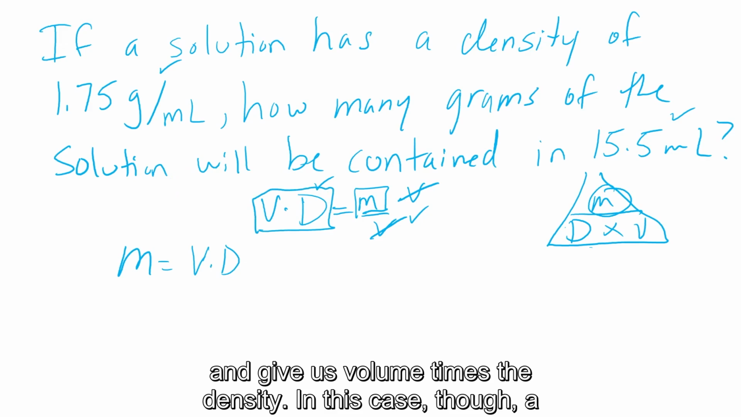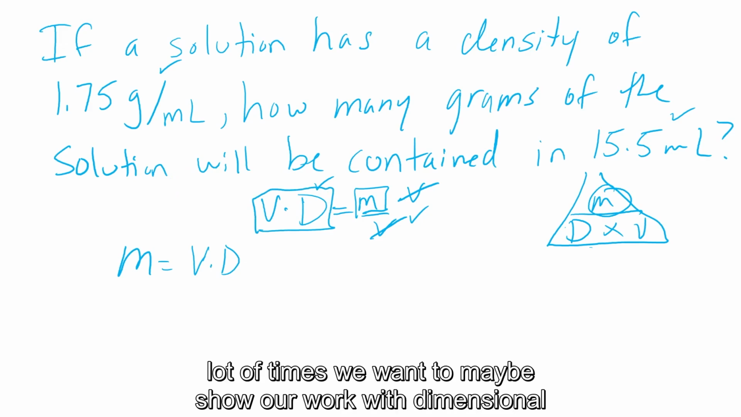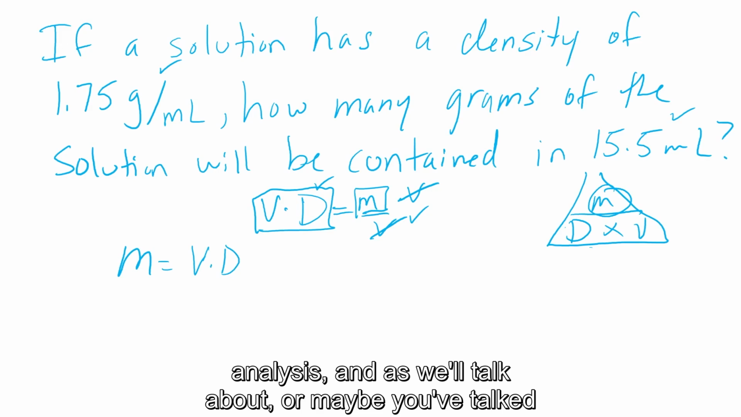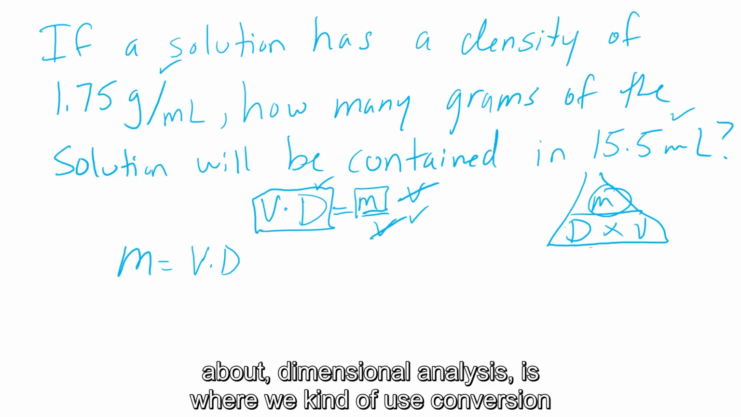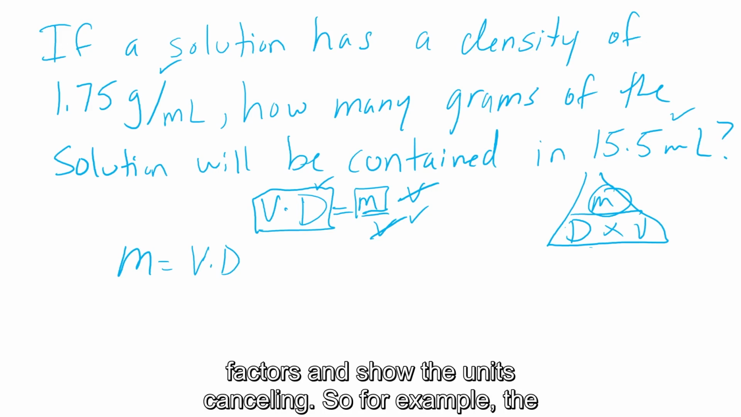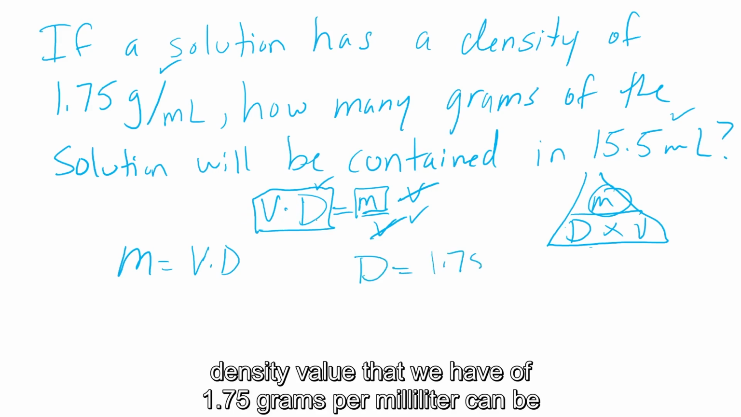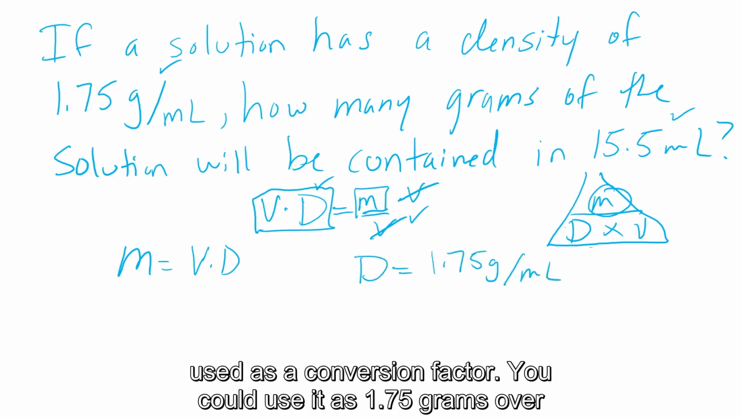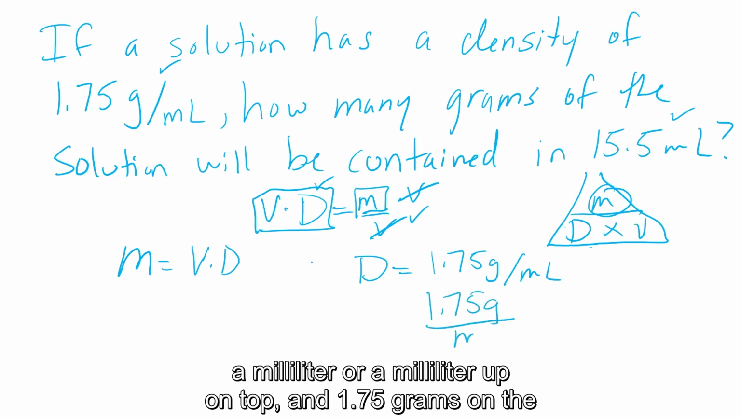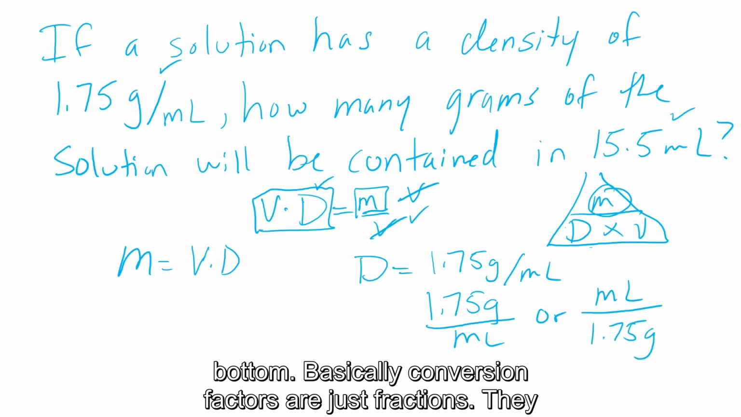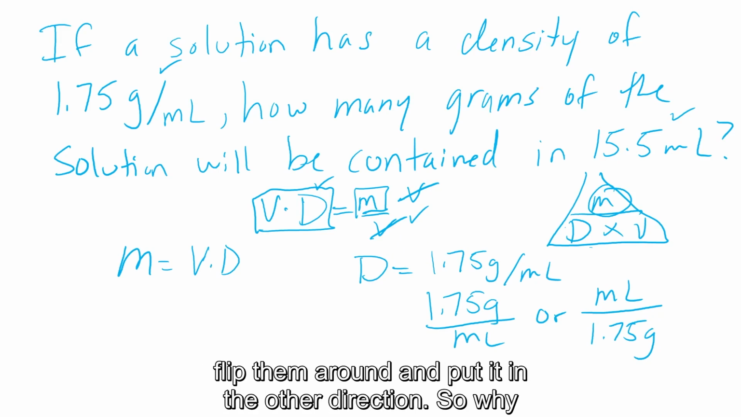In this case, though, a lot of times we want to show our work with dimensional analysis. And as we'll talk about, or maybe you've talked about, dimensional analysis is where we use conversion factors and show the units canceling. So for example, the density value that we have of 1.75 grams per milliliter can be used as a conversion factor. You could use it as 1.75 grams over a milliliter, or a milliliter up on top and 1.75 grams on the bottom. Basically, conversion factors are just fractions. They could go one way and then you could inverse them or flip them around and put it in the other direction. So why would we want to do that?